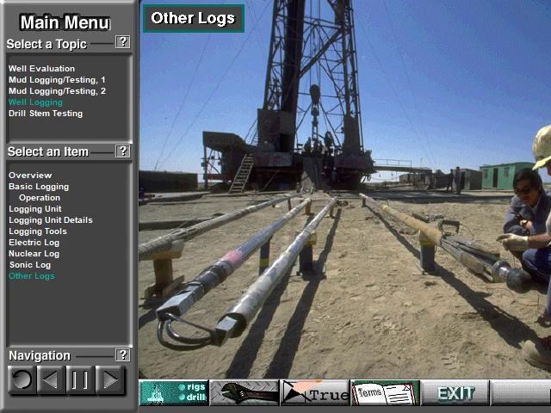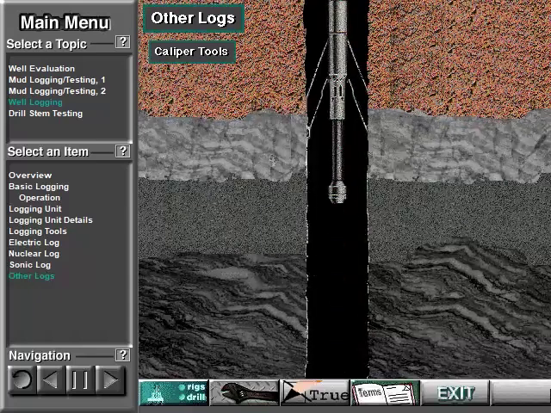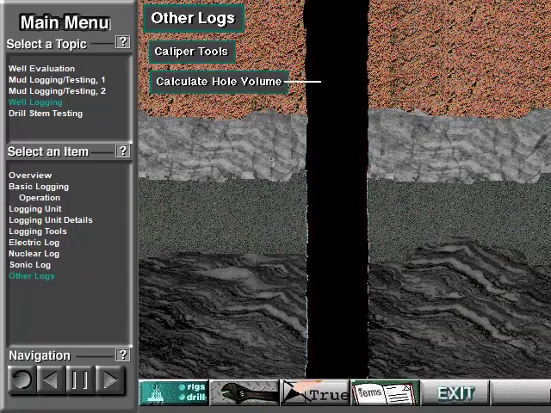Many other logging tools are available. A common one is a caliper log. This log shows the diameter of the hole and any irregularities in it. One thing caliper logs can do is help the cementing crew determine the volume of the hole. With hole volume known, the crew knows how much cement they will need to properly cement the casing.